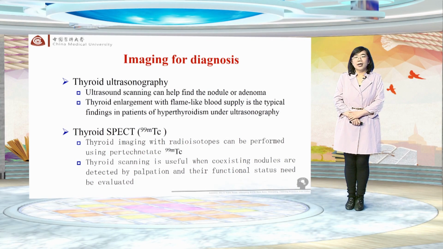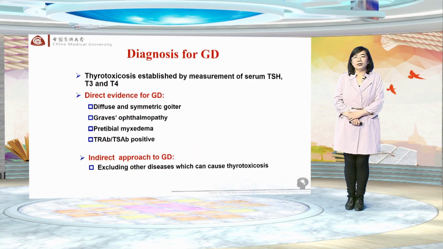How to make sure Graves' disease is the cause of hyperthyroidism or make the final diagnosis of Graves' disease? Direct evidence supporting Graves' disease diagnosis is either diffuse or symmetric goiter, Graves' ophthalmopathy, peripheral myxedema, or TRAb positive in a hyperthyroid patient. If there is no direct evidence, other diseases that can cause thyrotoxicosis should be further excluded.